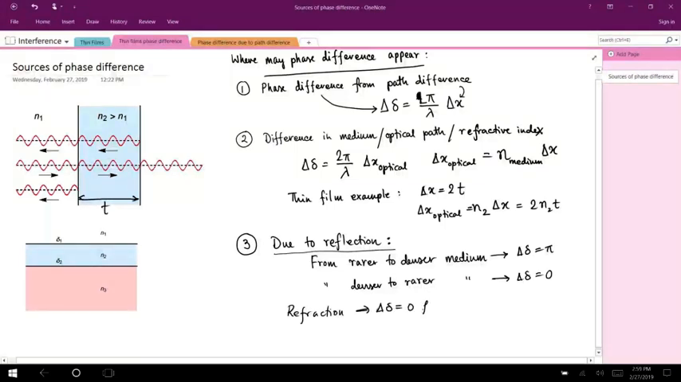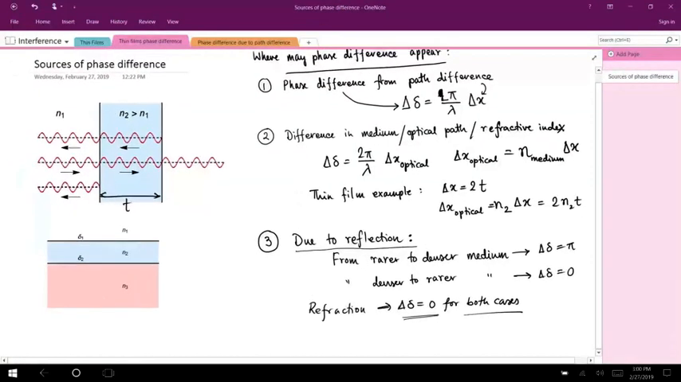And this is for both cases, right? The two cases being when light is going from rarer to denser medium or light is going from denser to rarer medium. In both cases, delta delta, or the change in phase due to refraction, is 0. And this has consequences on the problems that we're going to do.